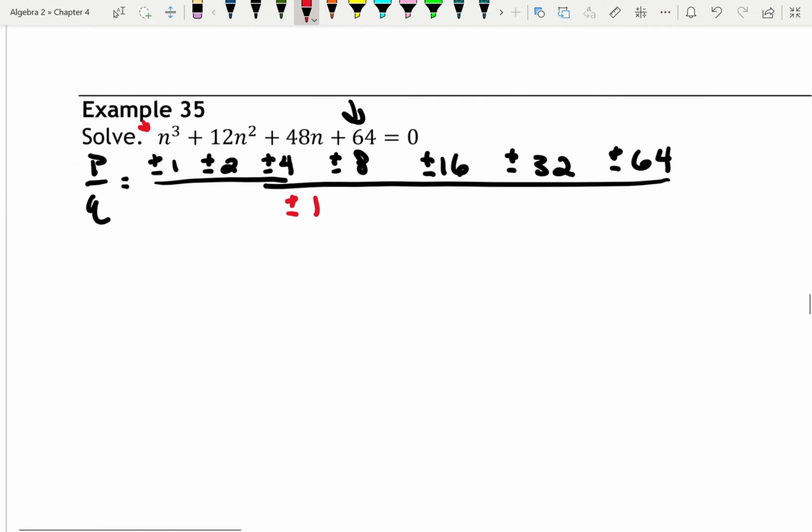So let's list out all of these. Actually, we kind of have them listed out here in the numerator. These numbers here, we're going to start trying to plug in.